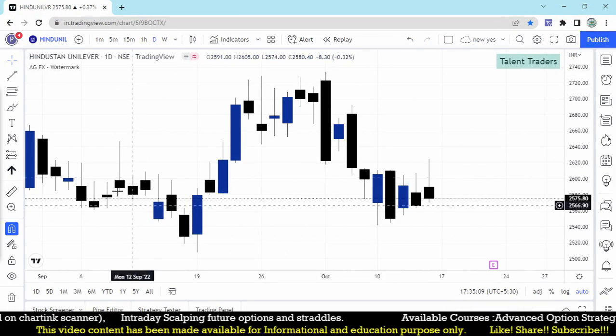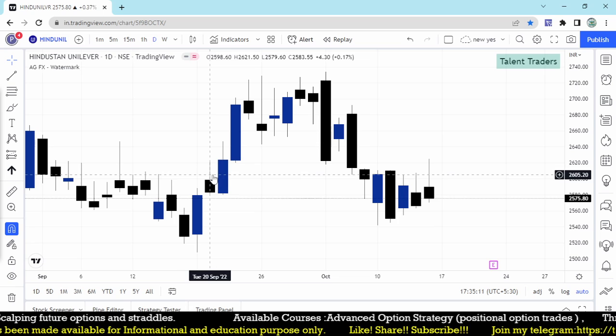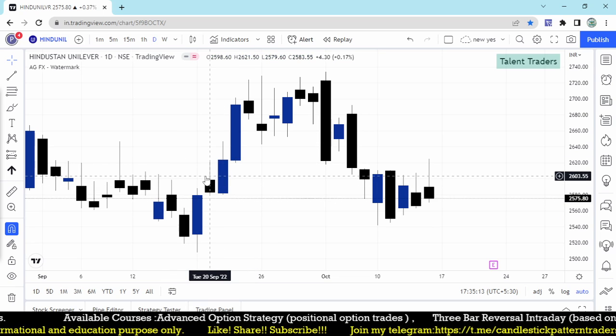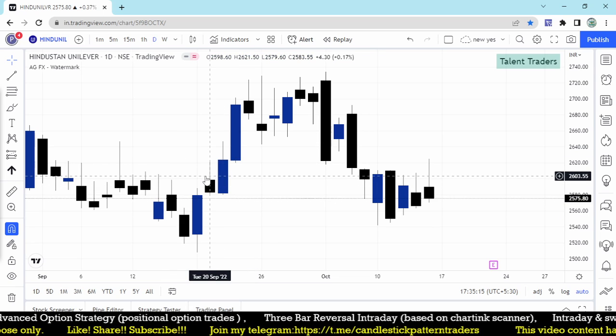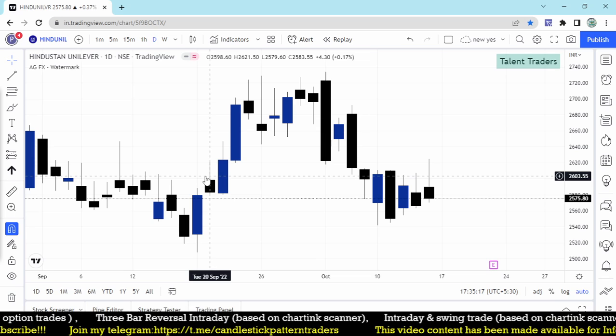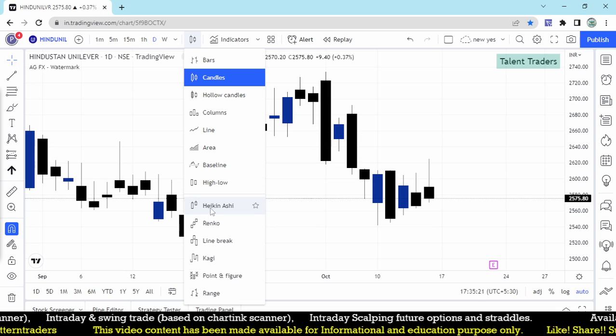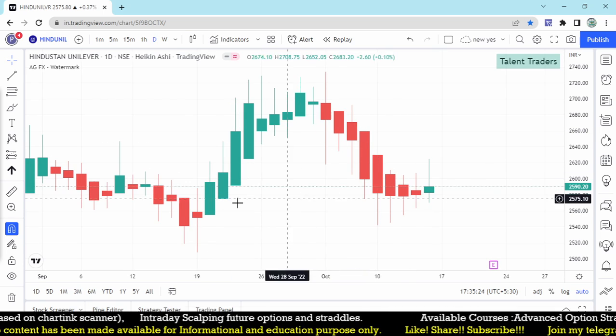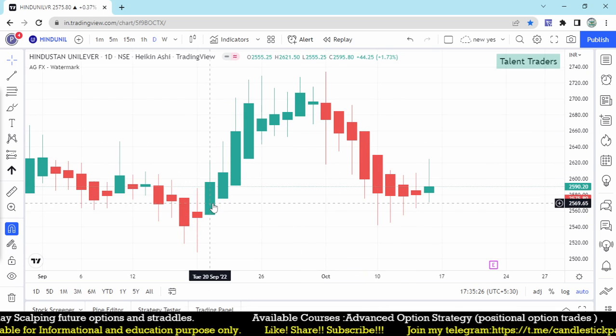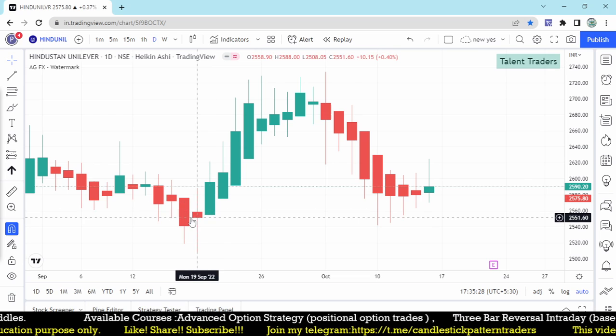Here I cannot get the trends. It may be a negative day and the next day positive, so how will it be filtered? I'm going to discuss what I use. It's nothing complicated, simply I'm using Heikin Ashi candles. Let's look at this 20th. That was a negative to positive, a good opportunity on Hindustan Unilever.